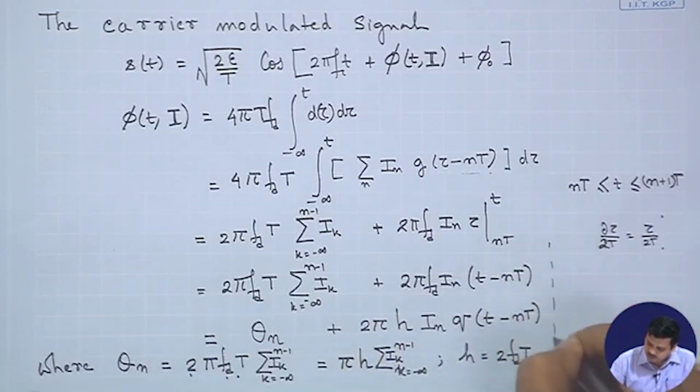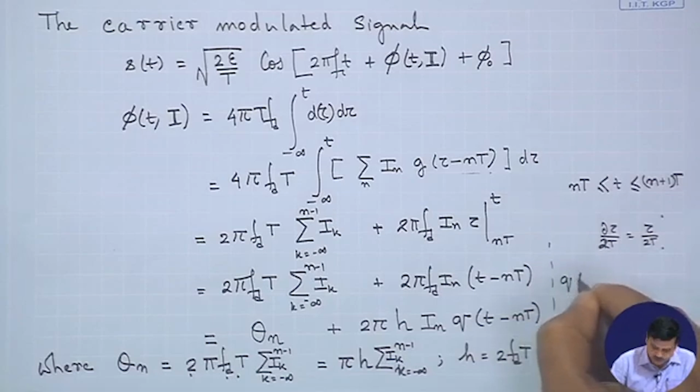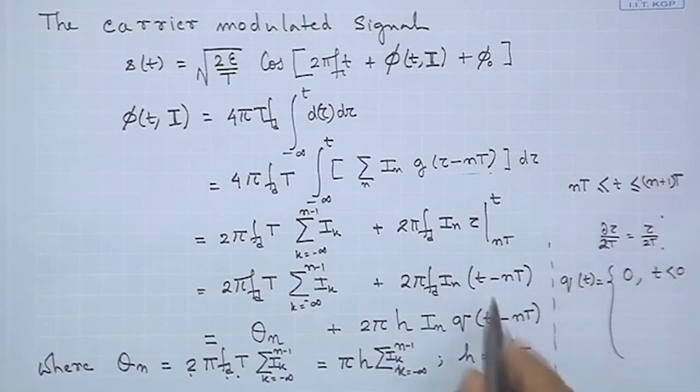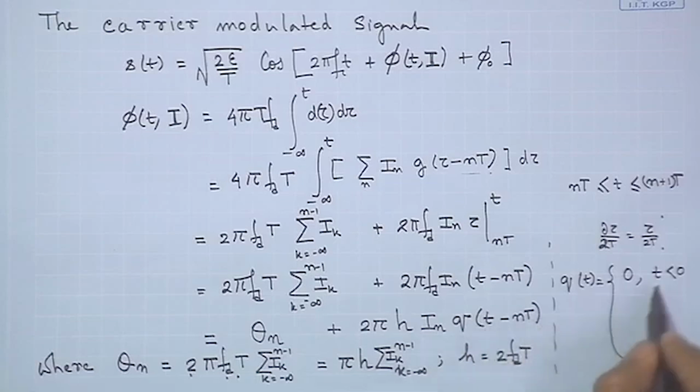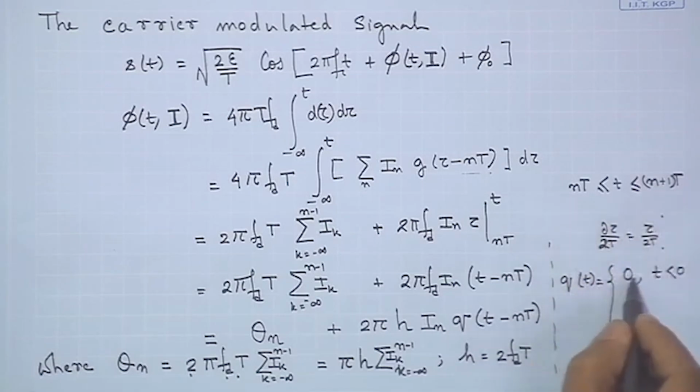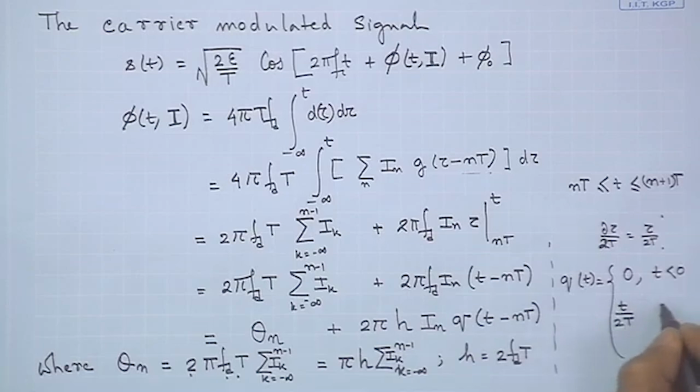So, what we will have here is q of t is defined as 0 for t less than 0. So, when you have t minus n t, you put t minus n t less than 0, that would work out to be for t less than n t, right. So, that means we are interested in this period. So, this function is 0 for t less than n t in this particular expression, and this is equal to t upon 2 t for t in the interval 0 to T, right.